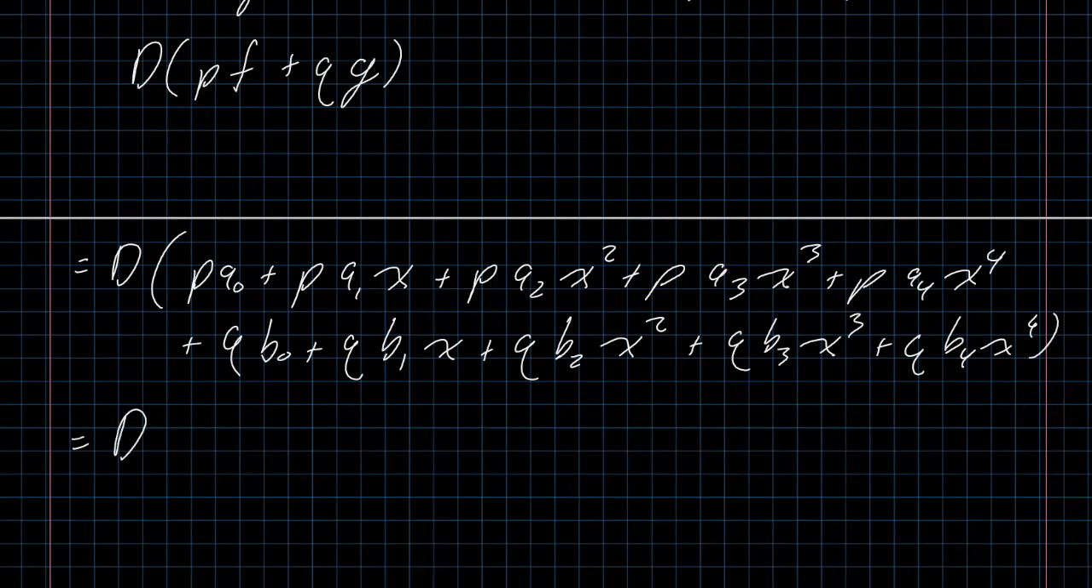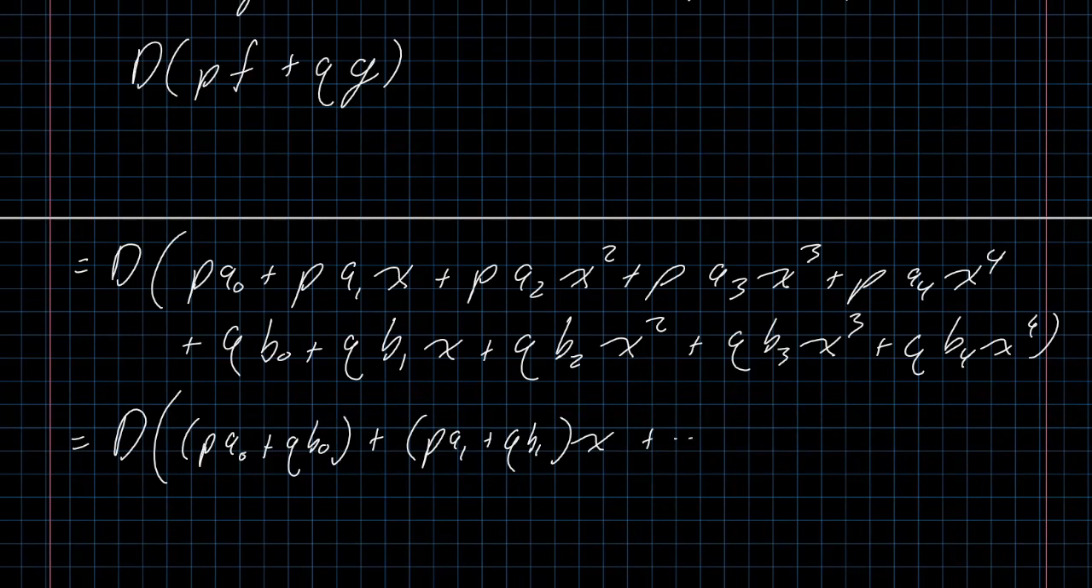And of course, all of the terms of this argument of the operator are real values, so we can use the commutative and associative and distributive properties of real numbers to rearrange this. And we have p a0 plus q b0. We have p a1 plus q b1 times x. I'm going to use dot, dot, dot because this pattern is just going to keep going until we end up with p a4 plus q b4 times x to the fourth. And that way I can fit everything on one line and it makes me a little bit happier.